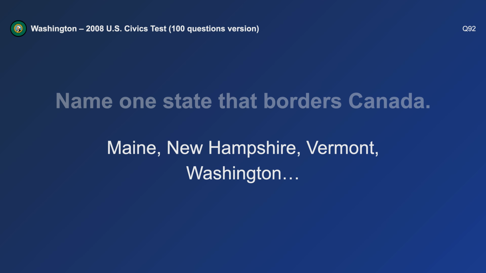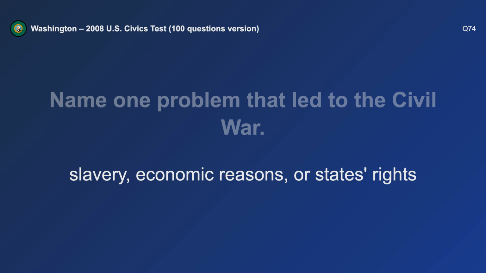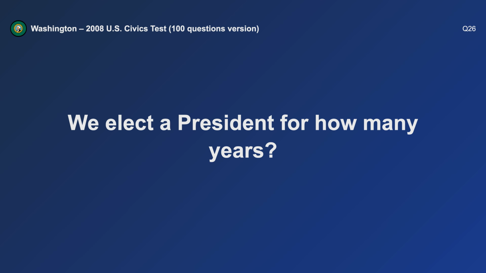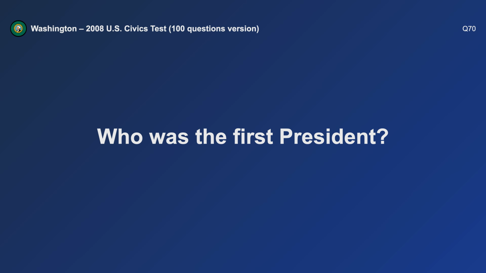Name one state that borders Canada. Washington. Name one problem that led to the Civil War. Slavery. We elect a president for how many years? 4.